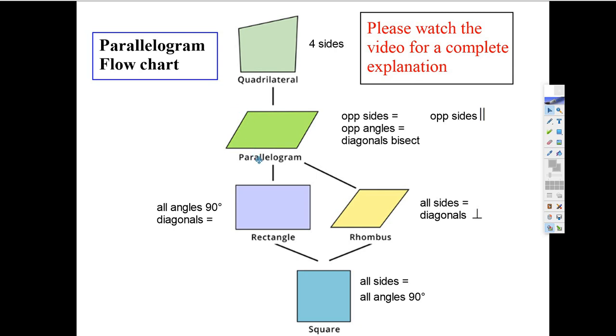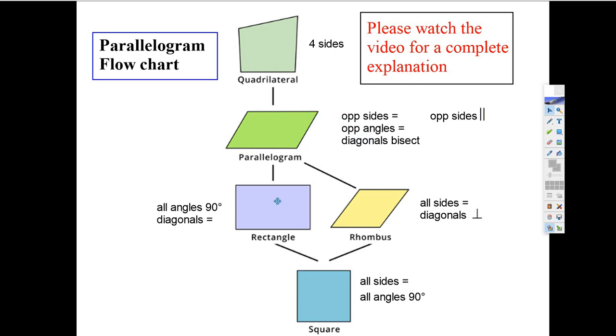Well, like you'd think, it's a parallelogram, so it has two pairs of parallel lines that are opposite each other. The opposite sides are equal to each other. The opposite angles are equal to each other. And something very special: the two diagonals that you cut across here bisect each other. They cut each other into two equal pieces. Those are all the properties of a parallelogram.